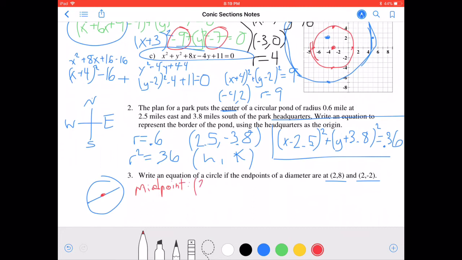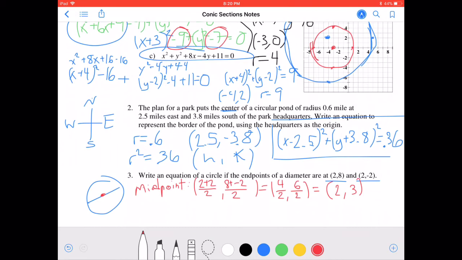Midpoint, 2 plus 2 over 2, which would be equal to 4 over 2, which is 2. Next, we would do 8 plus negative 2 over 2, which we would get 6 over 2, which means we would get 3. So that would be our center of the circle, which would then tell us how to plug in for h and k.